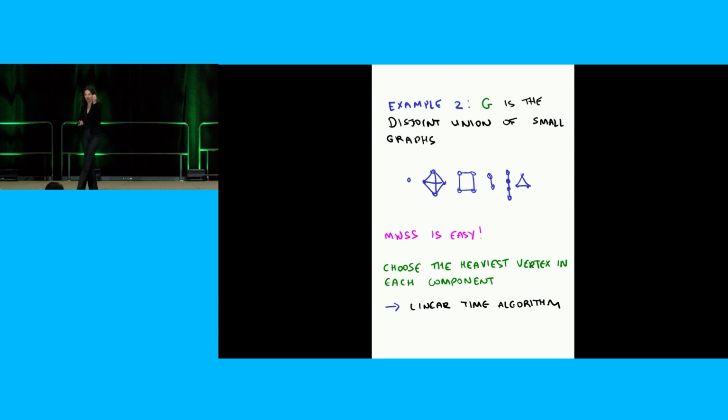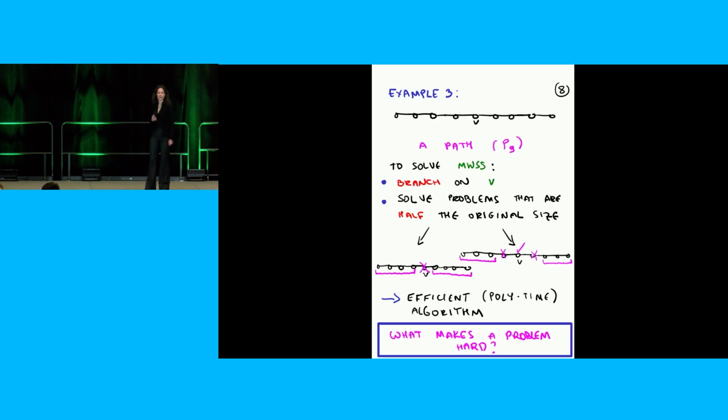So in each component, in constant time, I can find the heaviest vertex. And now I'll take the set of heaviest vertices in the components, and that's the best stable set, the heaviest stable set in the whole graph. So that's linear time. I had to look at each component, but each component I can do in constant time. Okay, so again, easy. Let's keep going. Somewhere this hard problem should become hard. But so far, it keeps being easy.